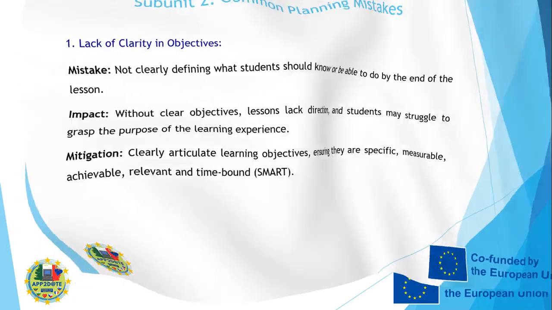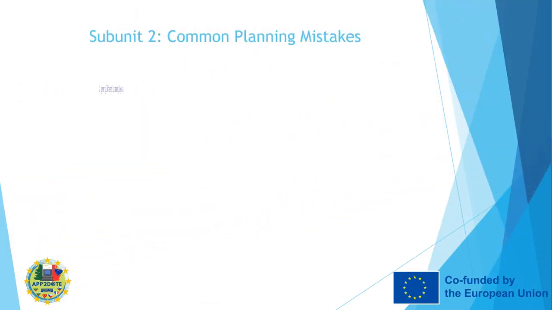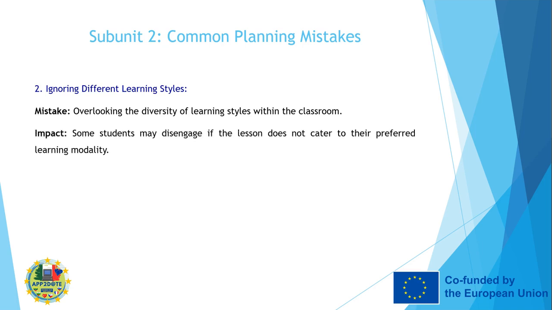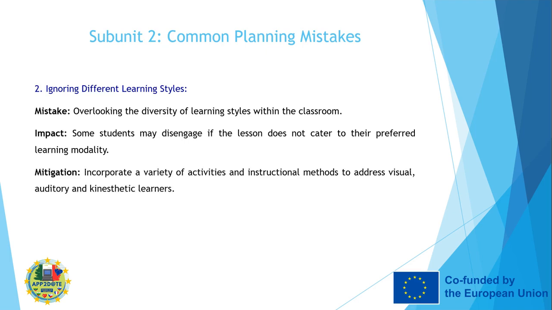2. Ignoring different learning styles. Mistake: overlooking the diversity of learning styles within the classroom. Impact: some students may disengage if the lesson does not cater to their preferred learning modality. Mitigation: incorporate a variety of activities and instructional methods to address visual, auditory, and kinesthetic learners.